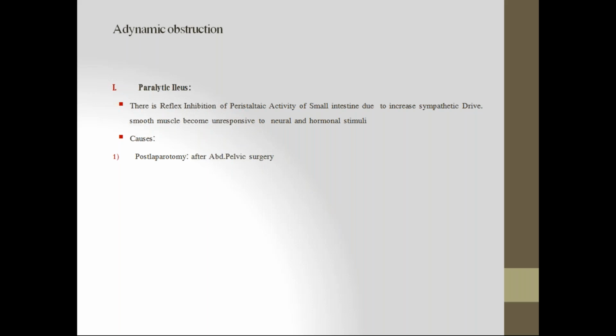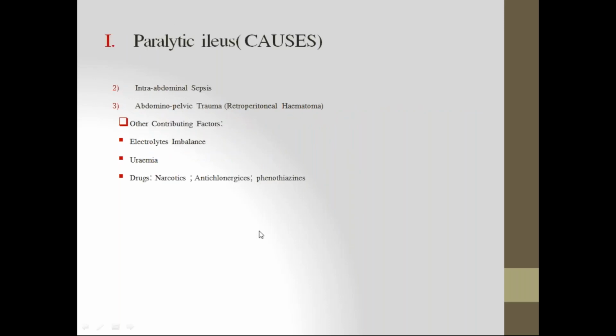In post-operative cases, we examine for bowel sounds before initiating any oral feeding. Most commonly, paralytic ileus could be secondary to intra-abdominal sepsis, like cholecystitis and appendicitis, and abdominal pelvic trauma like retroperitoneal hematoma. The presence of any reactive fluid in the abdomen could lead to paralytic ileus. Other contributing factors include electrolyte imbalance, uremia, and drugs like narcotics, anticholinergics, and phenothiazines.